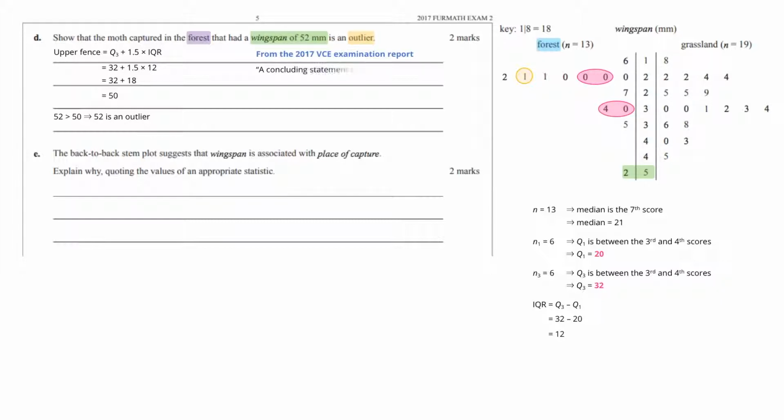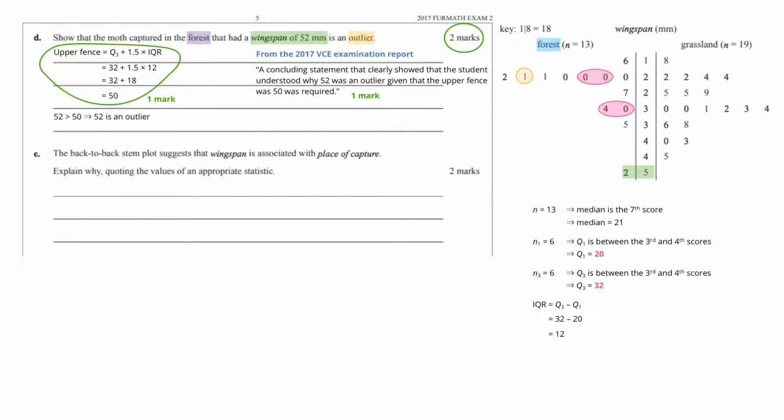From the 2017 VCAA examination report, a concluding statement that clearly showed that the student understood why 52 was an outlier, given that the upper fence was 50, was required. So this question is worth 2 marks. So 1 mark would be for the upper fence, and the 2nd mark would be for the concluding statement.